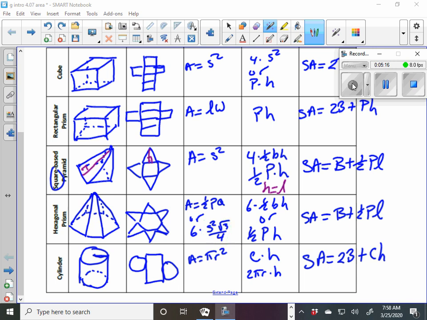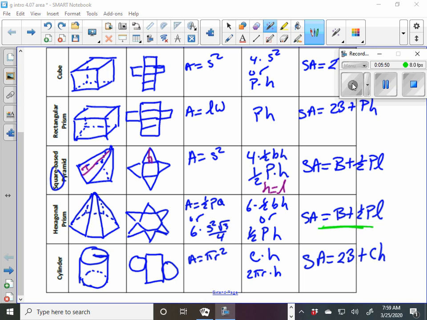The lateral area is going to be these 6 triangles, so 6 times 1/2 base times height, or you take the perimeter of the base times 1/2 times the height of the triangle. And remember, the height of the triangle changes when we get over here. It becomes the slant height. So your surface area formula is area of the base plus 1/2 perimeter times slant height.